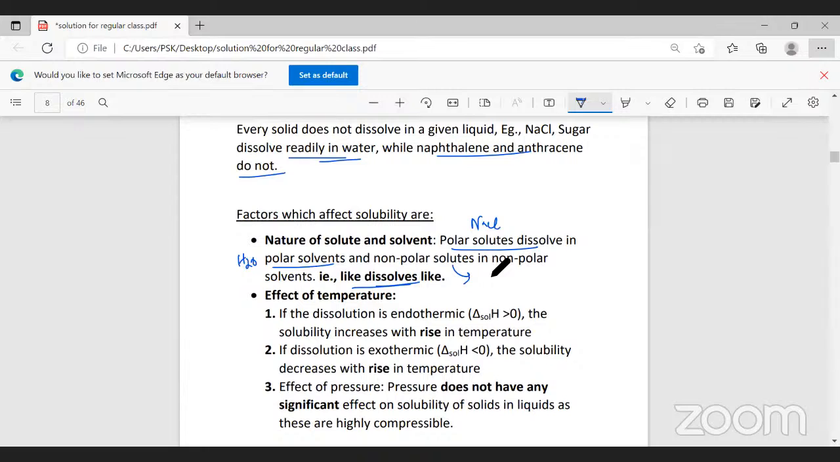Non-polar solutes, naphthalene and anthracene, will be soluble in non-polar solvents like benzene, chloroform, carbon tetrachloride, ethanol, all this. These are called what solvents? Non-polar solvents. So polar molecules will be soluble in polar solvents. Non-polar molecules or non-polar solutes will be soluble in non-polar solvents, like dissolves like.